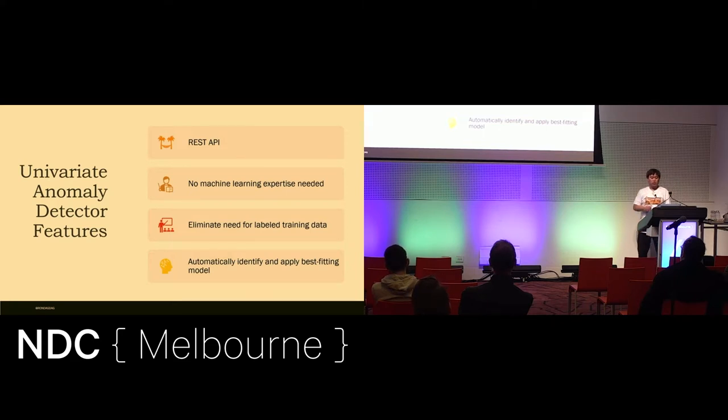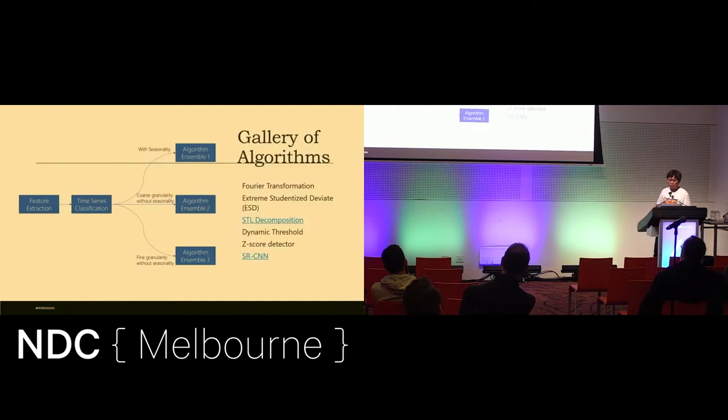This is just a REST API. There's no machine learning expertise needed. Like I said, there's no labeled training data that you need. It just applies the best fitting model. So when you call this API, you pass in your data set, and it identifies and classifies the best algorithm. Like what I was showing you a while ago, there are multiple algorithms for anomaly detection. In this case, we don't have to worry about it because it automatically detects that if the data set has some seasonality, you use this certain set of algorithms. If it has coarse granularity, meaning the data may be sparse, or maybe fine granularity, it would use a different set. I cannot explain what all these algorithms are, but it has a gallery of algorithms that it automatically uses.